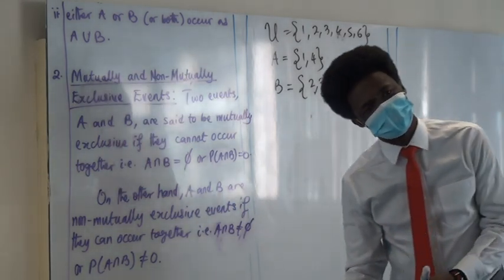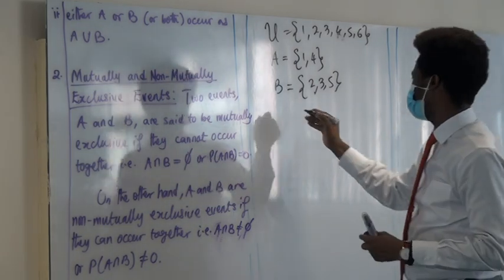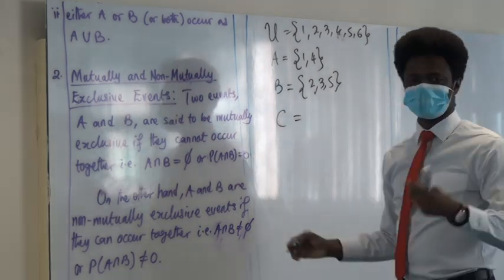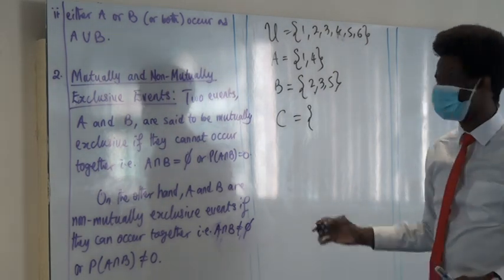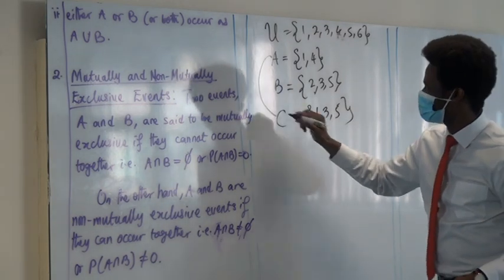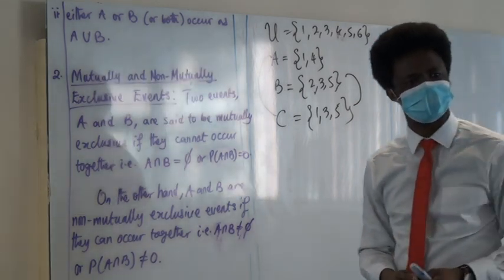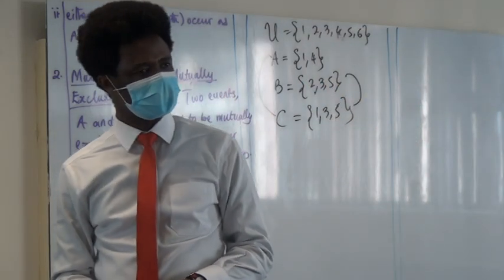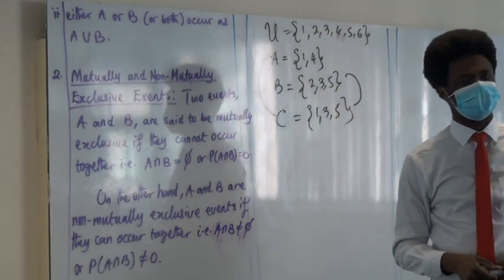And the reverse is the case here. If they are non-mutually exclusive, it means they are likely to occur together. So for example, if I have an event C, which is the set of odd, which consists of the event that I see an odd number, then I get 1, 3, 5. Clearly, this and this are non-mutually exclusive, and this are also non-mutually exclusive. Do you understand? But A and B are mutually exclusive events.